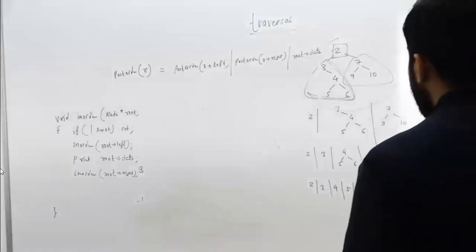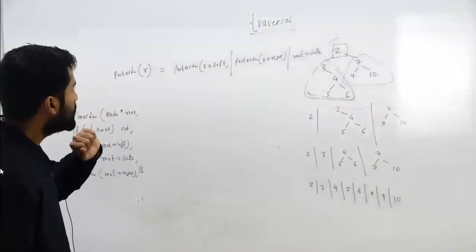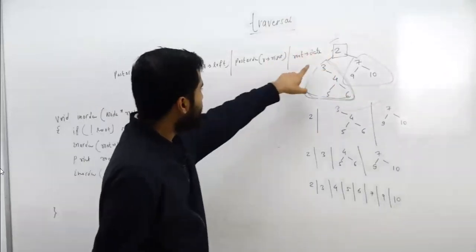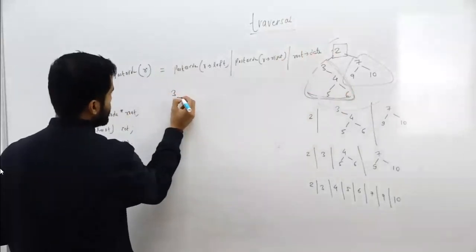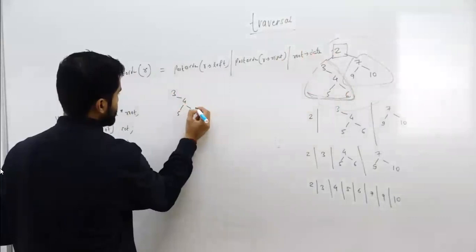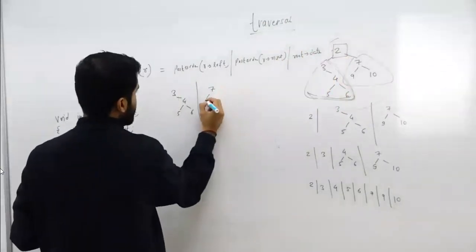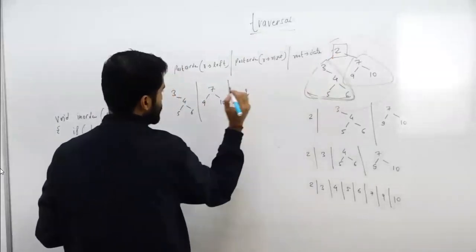Okay, what do you have to do? Nothing special again, right? So if you take a look, this is your tree. You first want to print the entire left subtree. So draw the entire left subtree somewhere. It is 3, 4, 5, and 6. And then you want to print the entire right subtree, which is 7, 9, 10. And then finally, you want to print the root data, which is 2.